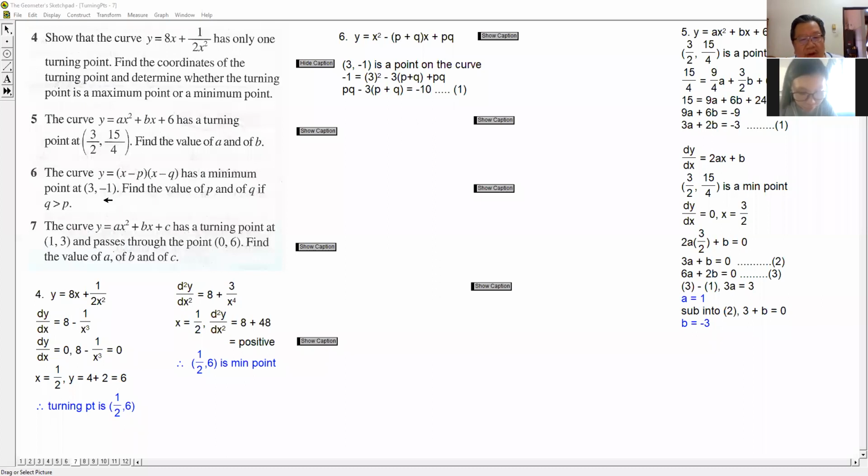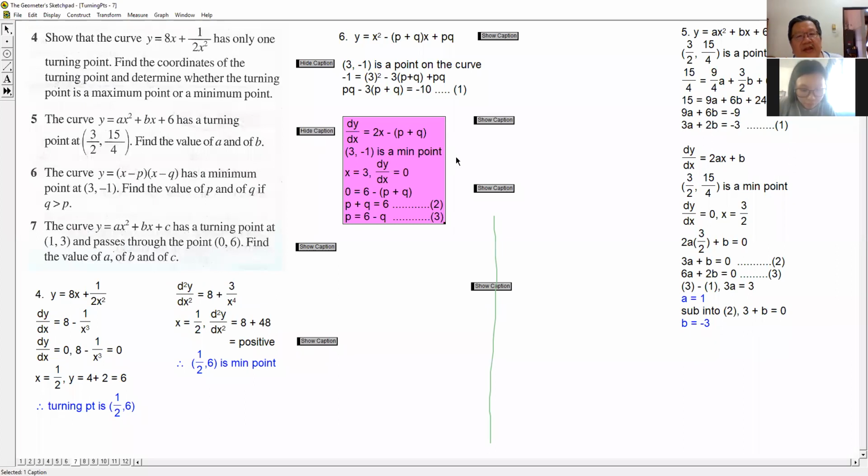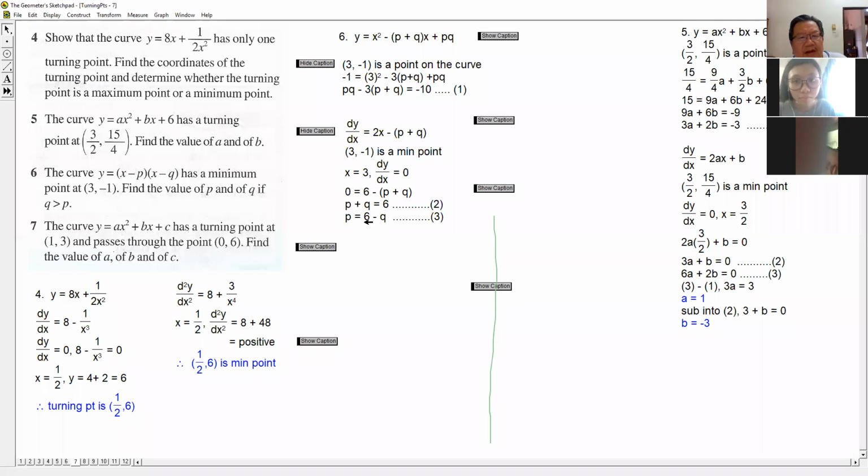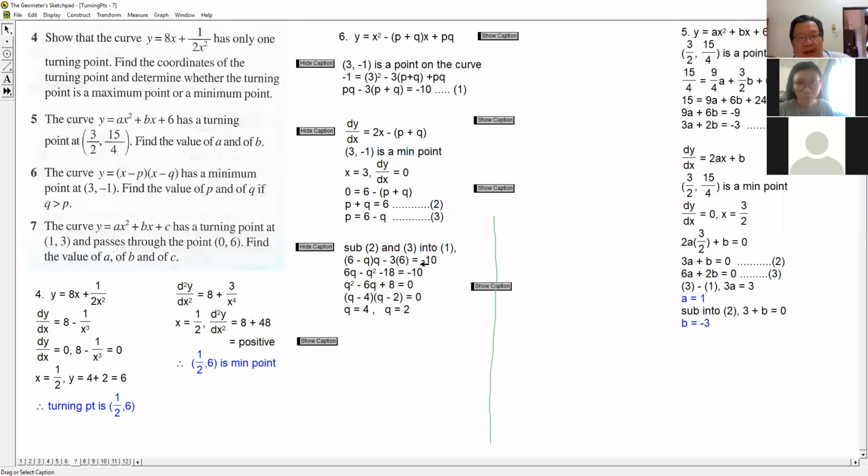Why and how? The way is by substituting this point into the equation. Then the second equation is by using dy/dx. So you find dy/dx and put dy/dx equals 0, so you can get another equation. So you find p in terms of q or q in terms of p, and you substitute back into equation 1. In this way you can eliminate the p and you can find out the value of q.